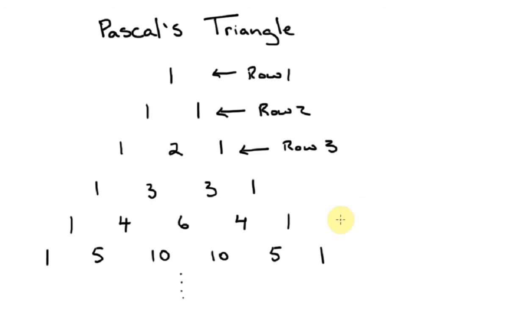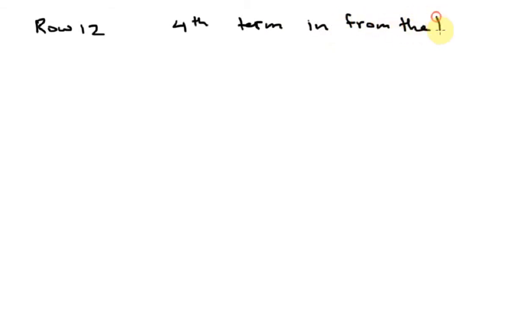I'm going to clear this off here. And somebody says, suppose we go down to row 12. Yeah, let's go down to row 12. And I was wondering, what is the fourth term from the left? So the fourth term in from the left. Okay. Now here's the thing.